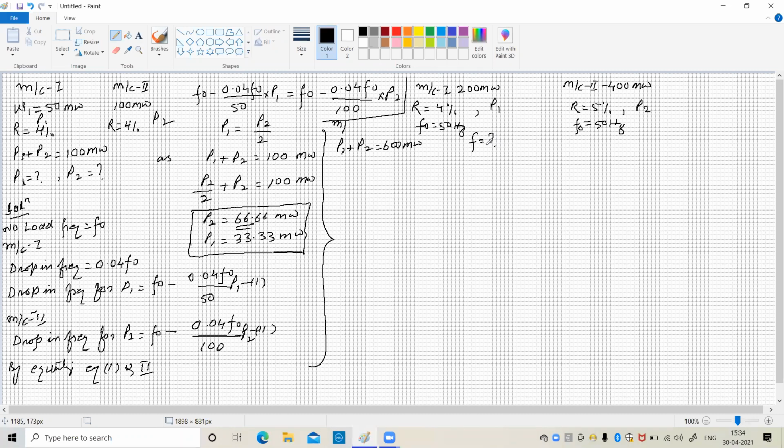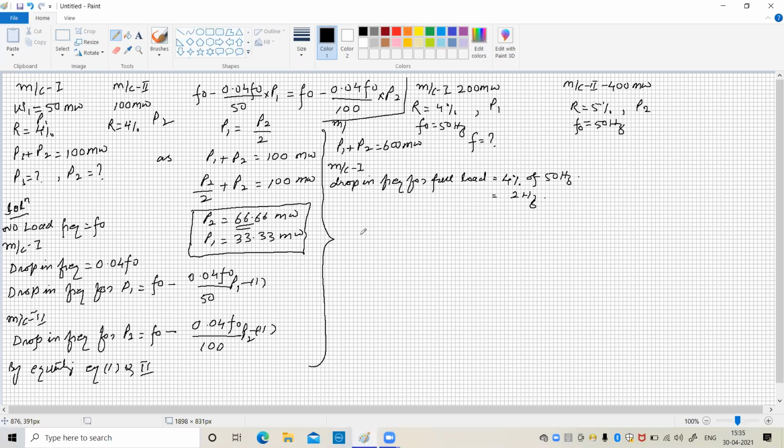So for machine 1, we can write the drop in frequency for full load. Given it is 4% of 50 hertz, so it is equal to 2 hertz. 4% of 50 is 2 hertz.